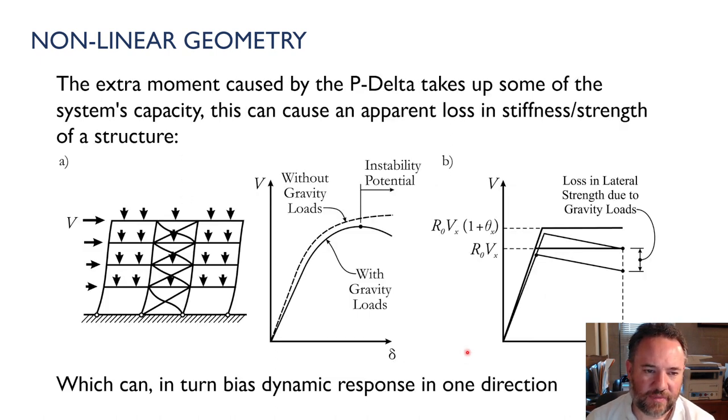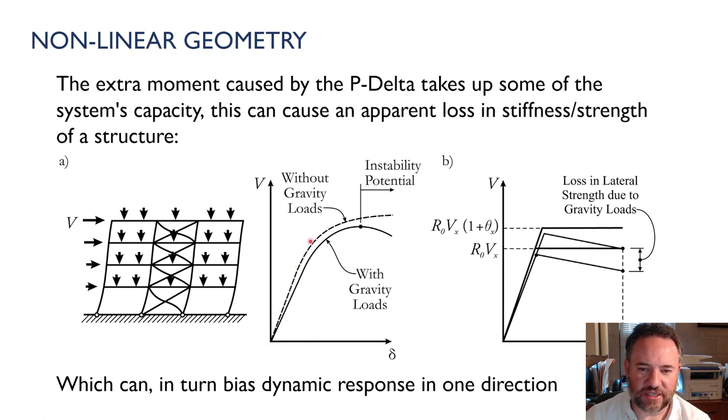We see this in a multi-story building. We push it over, and there are tons of vertical loads on a multi-story building. As we push it over further, those vertical loads have an effect of increasing the overturning moment in the entire building. So it's not only a local effect on a specific element, but the entire building wants to fall over sooner. So if I look at the total base shear versus displacement of this building, and if I didn't consider the gravity loads, then I would have this. This is like a pushover curve.